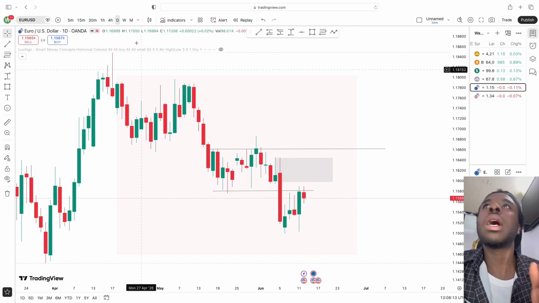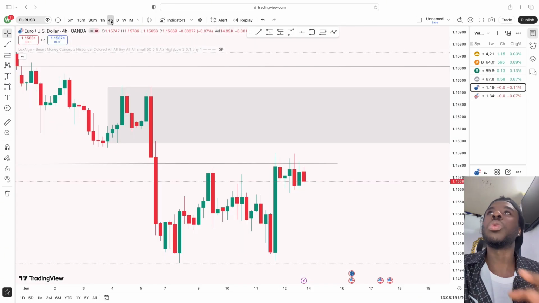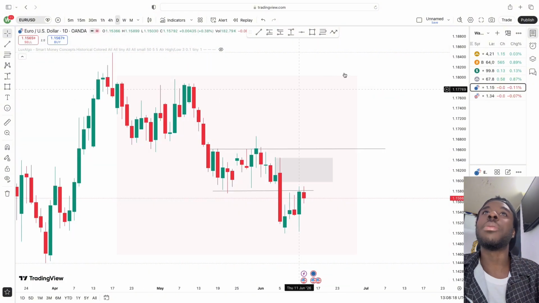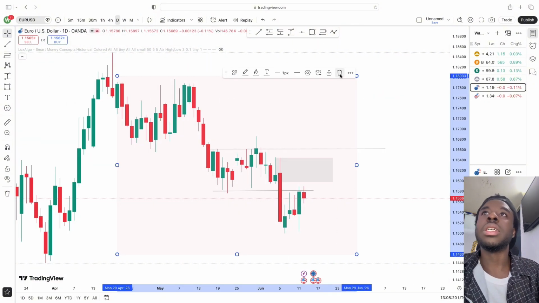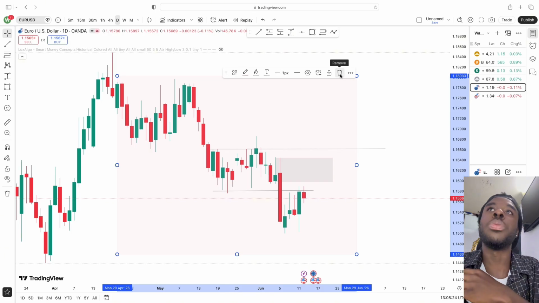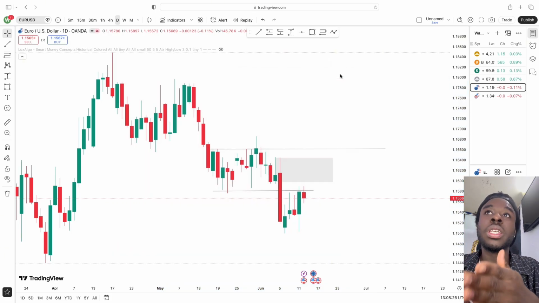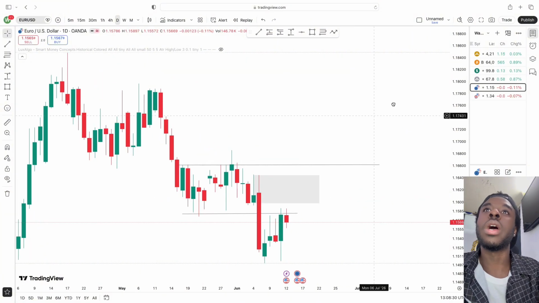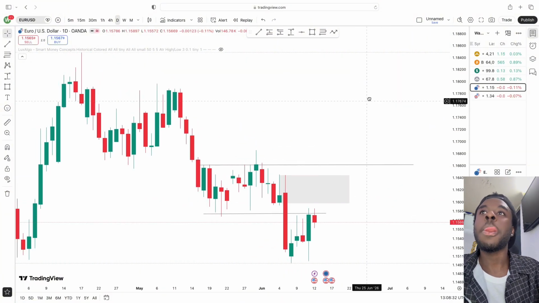But we don't want to take our entry on the daily time frame. What do we want to do? We want to go lower to the 4-hour time frame. Let me delete this zone. I only created this zone because I didn't want us to focus on the previous zones. We only wanted current price action, right? So let me just delete this zone for everything to be clear.